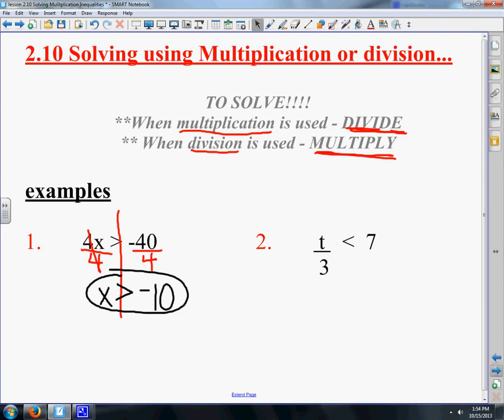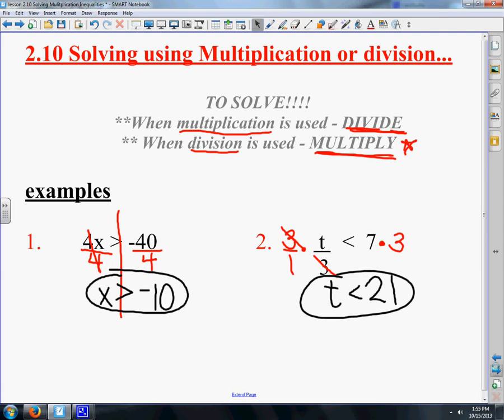Example number 2, this is a division inequality. t divided by 3 is less than 7. So since we're dividing, up here it says when we're using division to solve, we're going to multiply. We're going to multiply by the number that's in the denominator or under the variable. So if we multiply this side by 3, we have to multiply 7 by 3 as well. What happens is the 3's cancel out, so we're left with t. The inequality is still there, less than, 7 times 3 is 21. So the solution to this inequality is t is less than 21.